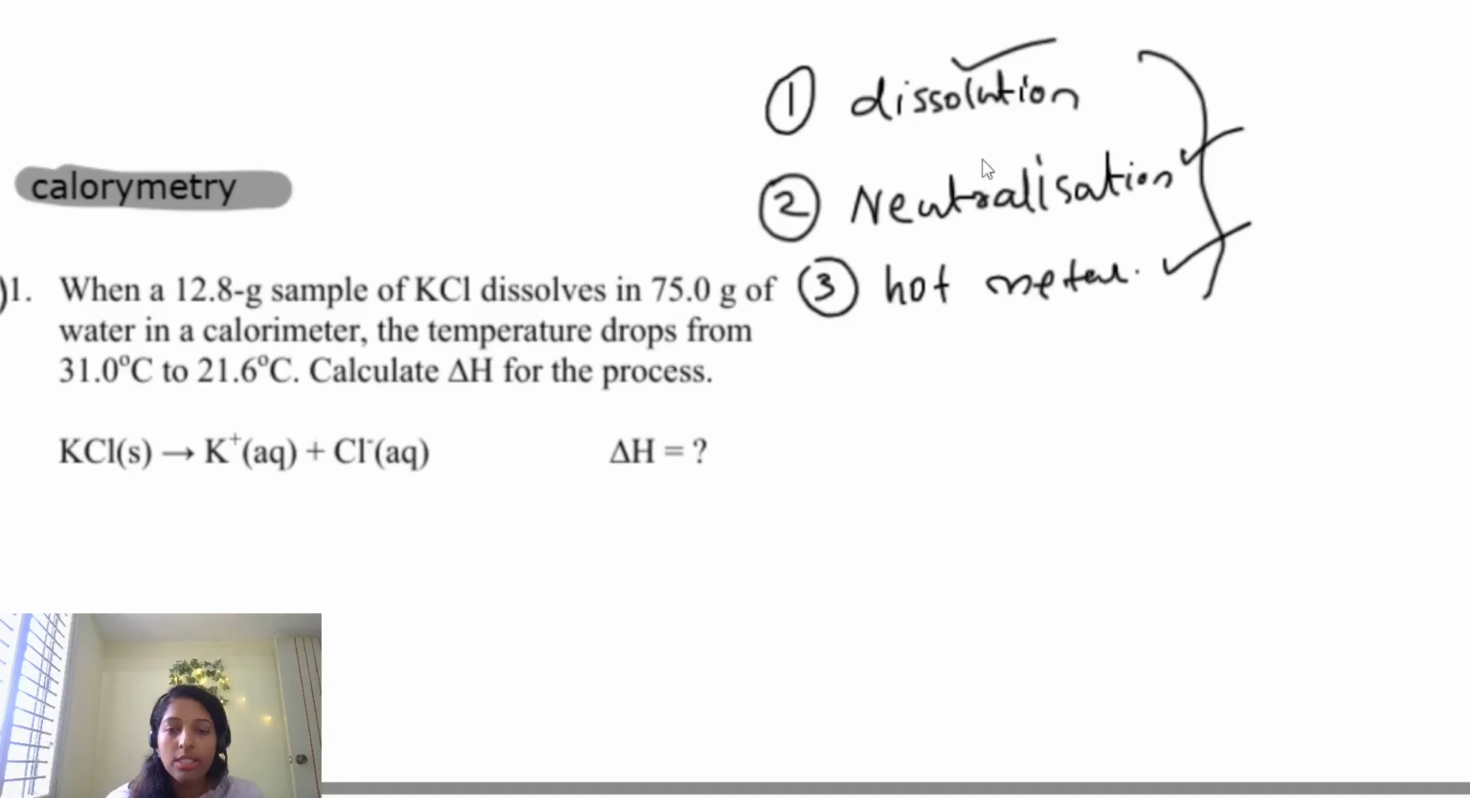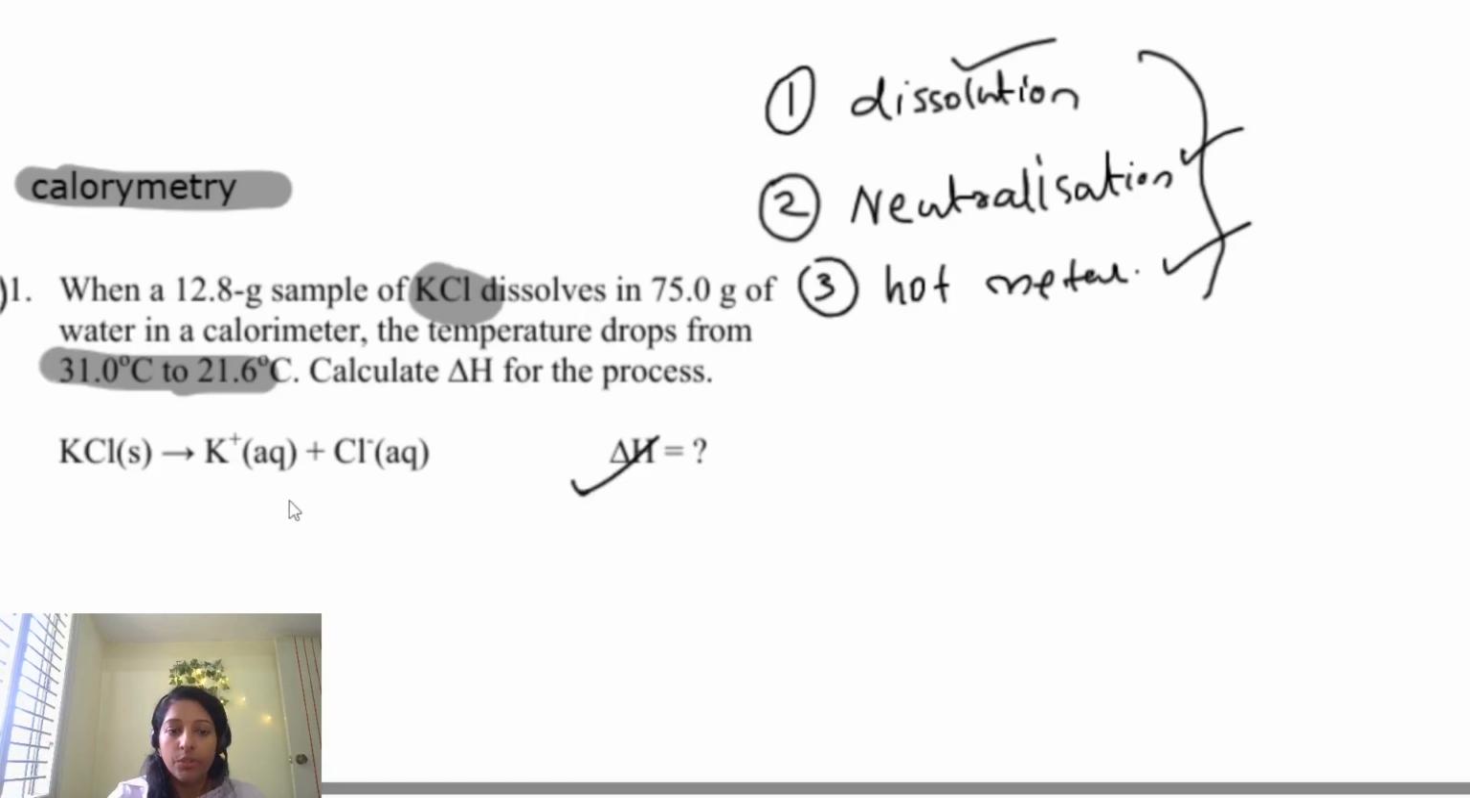Anyway, what does dissolution mean? You are adding some salt to the water, and it dissolves. When it dissolves, how much energy is involved in that dissolution reaction? Is it endothermic or exothermic, and exactly how much energy is involved? For example, when a 12 gram sample of KCl is dissolved in 75 grams of water in a calorimeter, the temperature drops from 31 to 21.6. Calculate the delta H for the process.